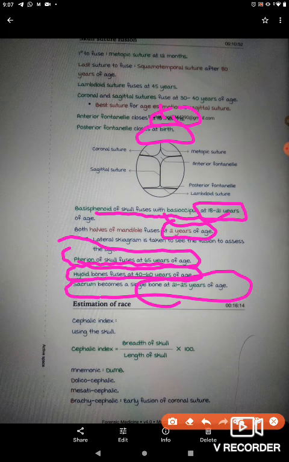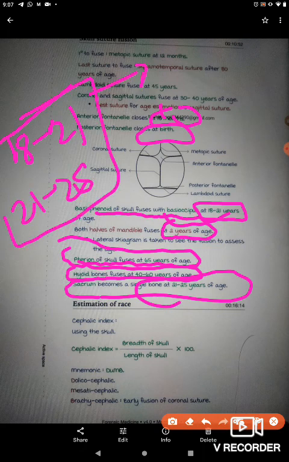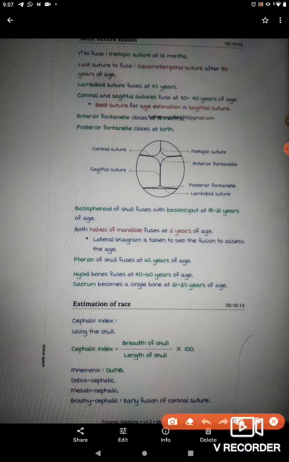So what happens at about 18 to 25 years: at 18 to 21, basi sphenoid fuses with the basi occiput, and at 21 to 25, sacrum becomes a single bone. So this is about a young adult. And what are the signs of old age? Squamotemporal suture is the last to fuse. You have seen pterion at 65 years of age.